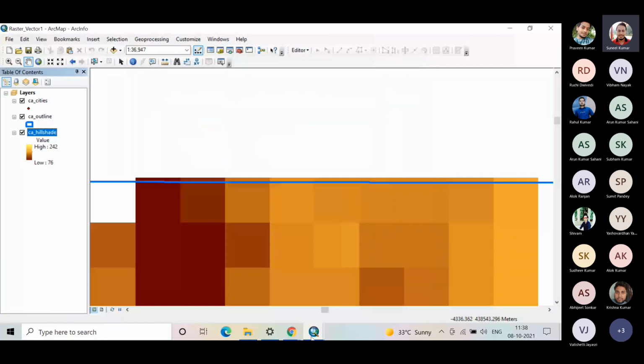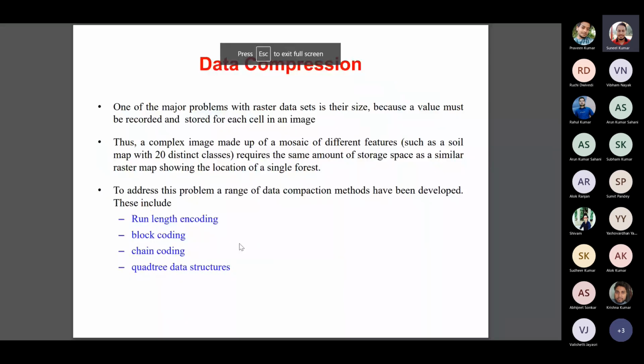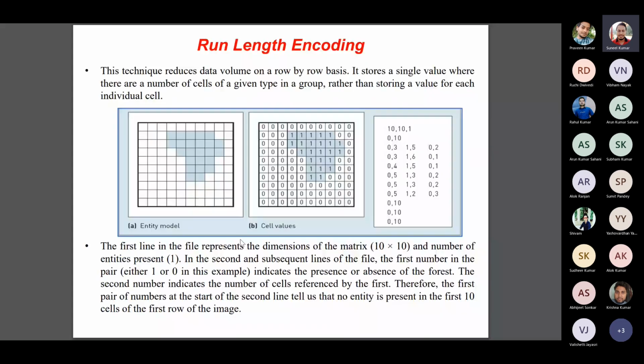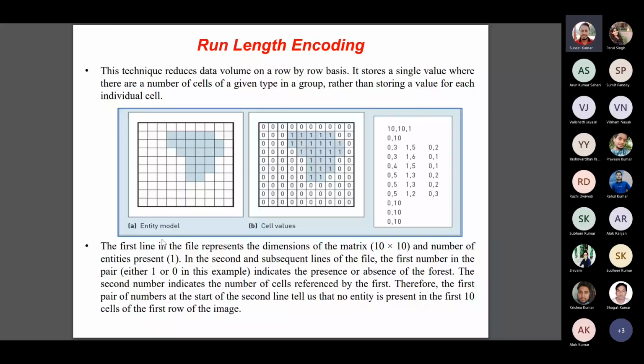The very first compression method is run length encoding. It is a very simple manner of doing the compression. So first see the example and try to learn by yourself what is happening in run length encoding. A very simple method of data compression. You need to see this third one. The first entity model is okay, there is no problem in that one. There is some entity which is present. Then it is converted into cell values. This one is also okay. The third rectangle is important. This one is the file structure.